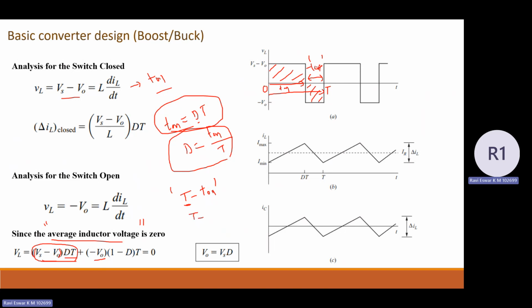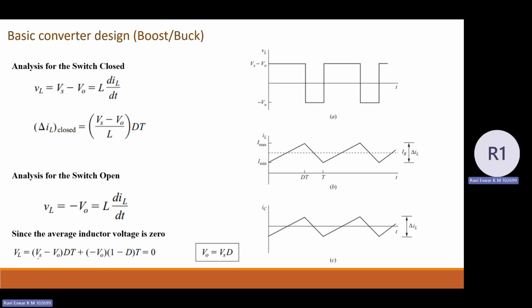Here T on again I can write as D into T. If I take T common, I can write it as 1 minus D into T. So T off is 1 minus D into T. So minus V naught into T off, that is minus V naught into 1 minus D into T, is the area under the inductor voltage curve during the off state. The total area divided by the complete time period is equal to 0. This is the equation you are going to write for the buck converter.